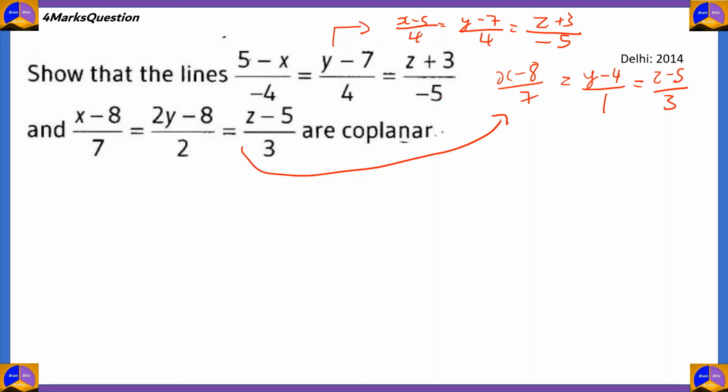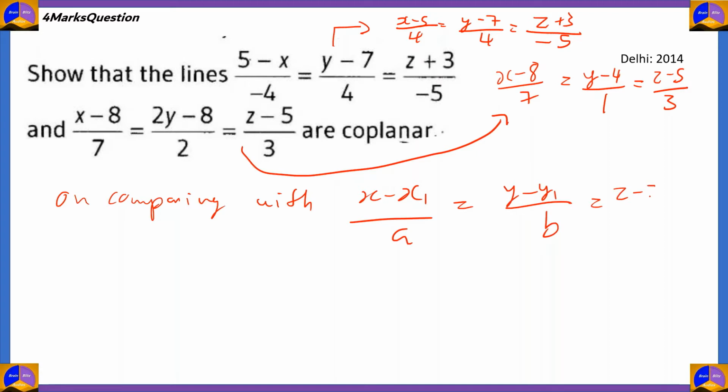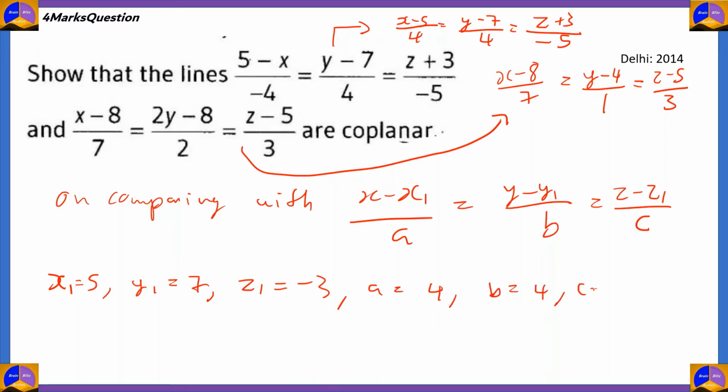Now on comparing with the standard form, which is (x minus x1) by a is equal to (y minus y1) by b is equal to (z minus z1) by c, we'll get the value of x1 as 5, y1 as 7, z1 as minus 3, a as 4, b as 4, and c as minus 5. So we're taking all of these values from the first line.